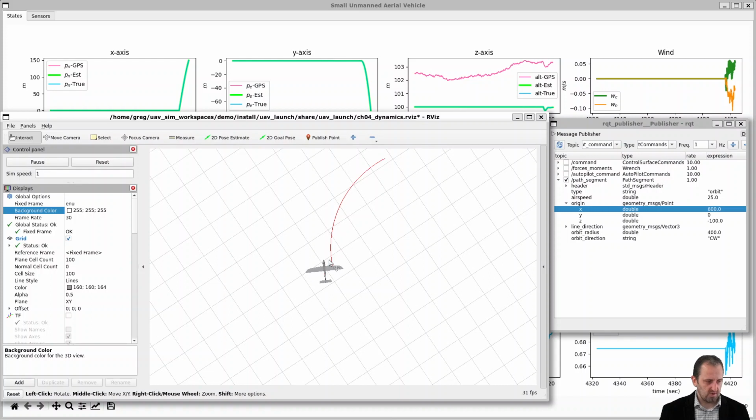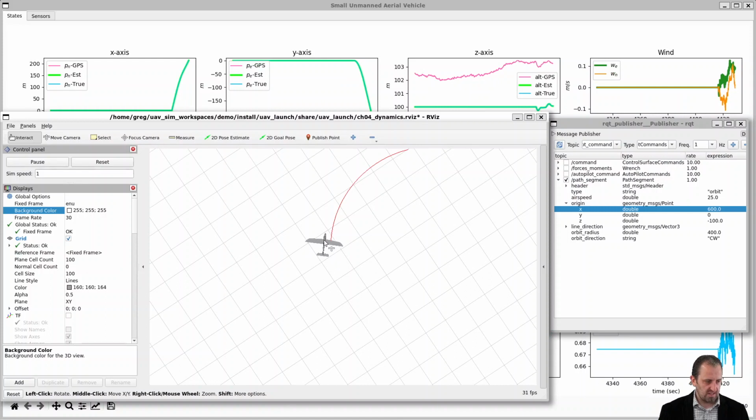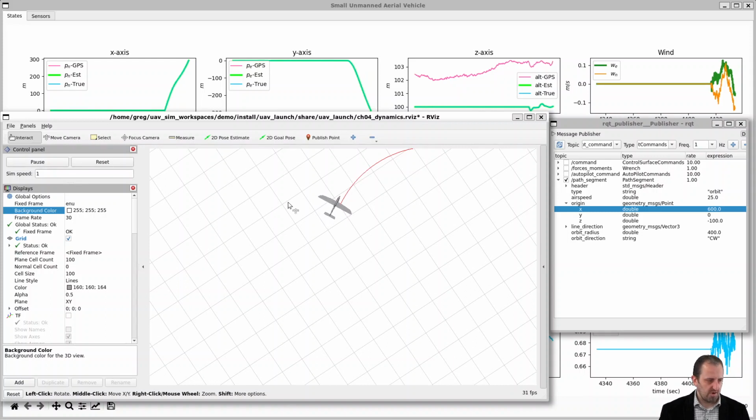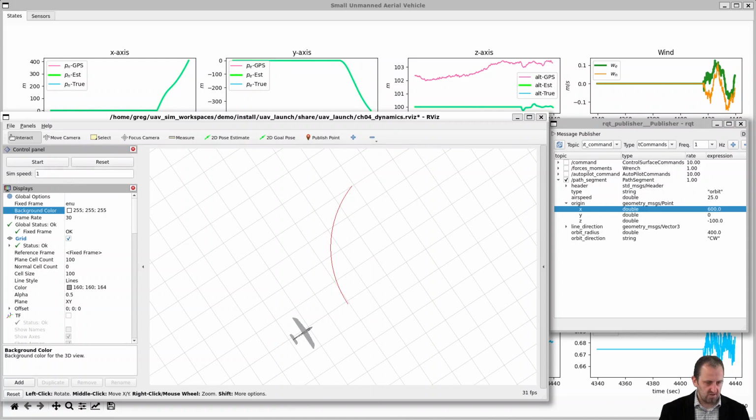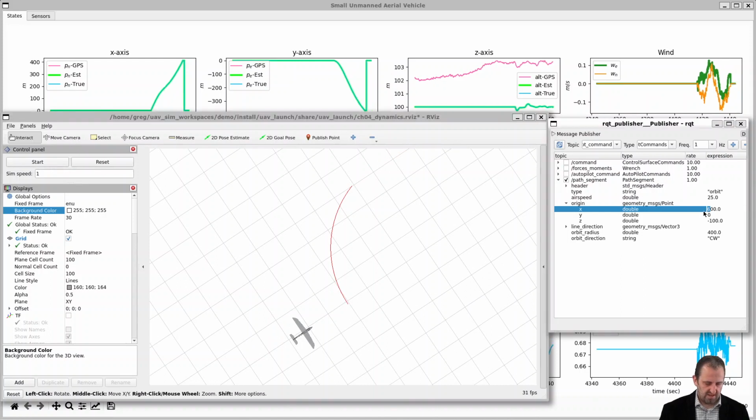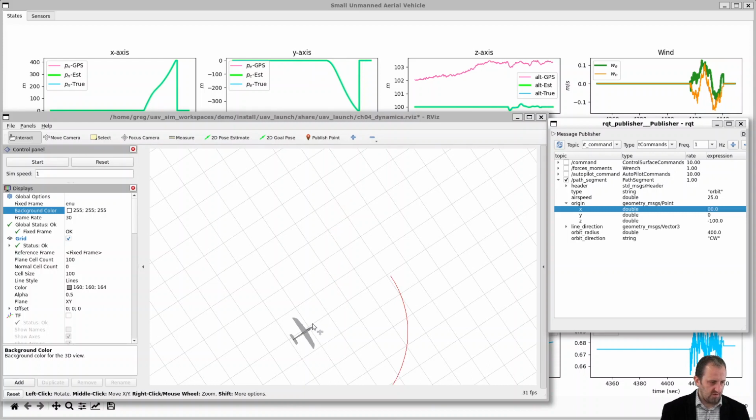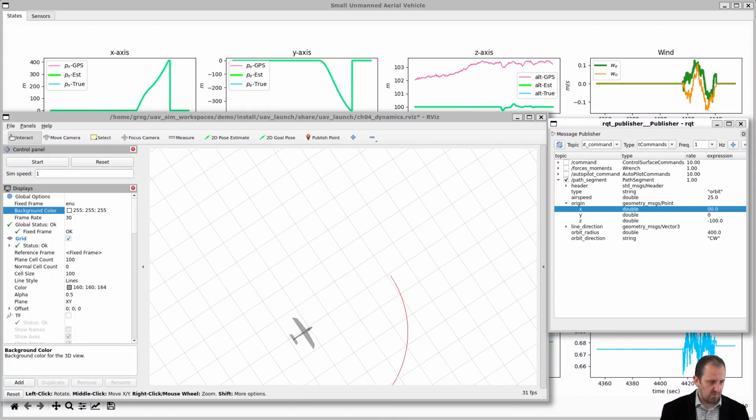So as we go around, as we let it go for longer and longer, you'll see that the distance between the aircraft and the circle gets smaller and smaller. So the aircraft approaches it. If we were to change the position of our circle, so now let's center it right where the aircraft is. Now we see that 1, 2, 3, 4, there's the orbit that we're trying to follow.